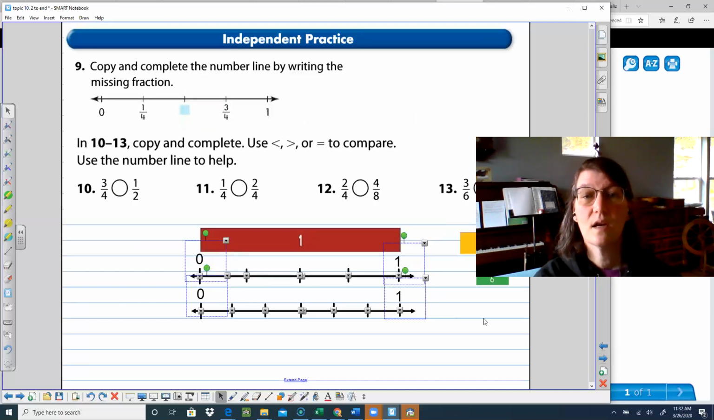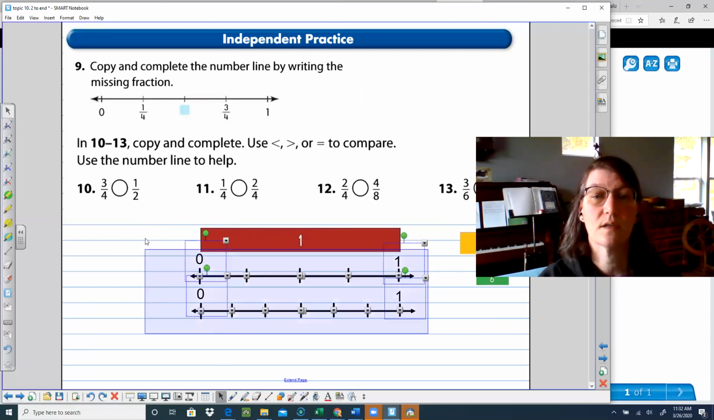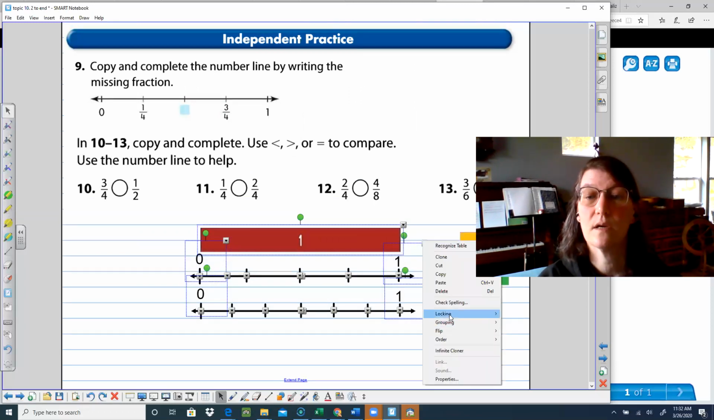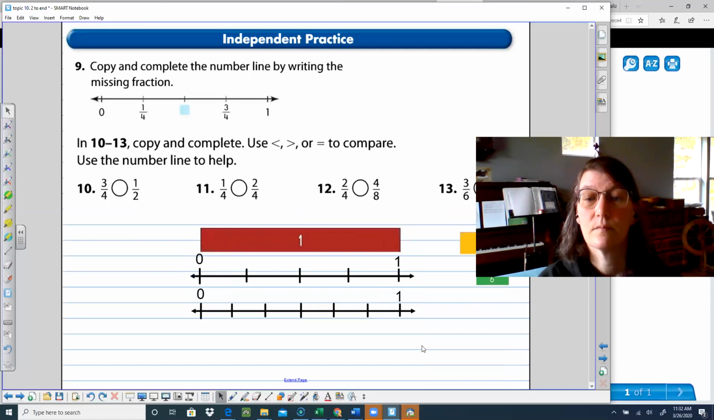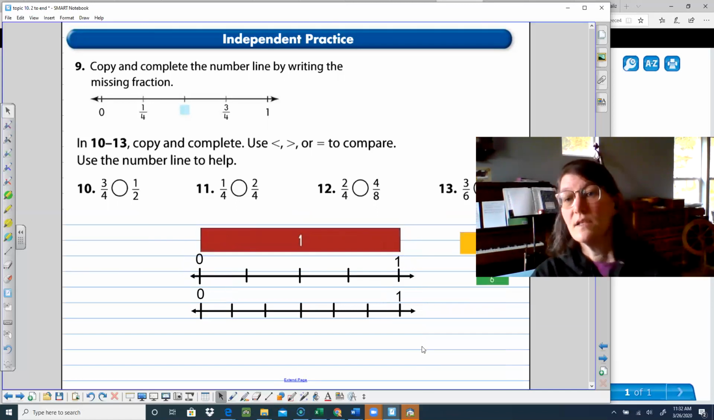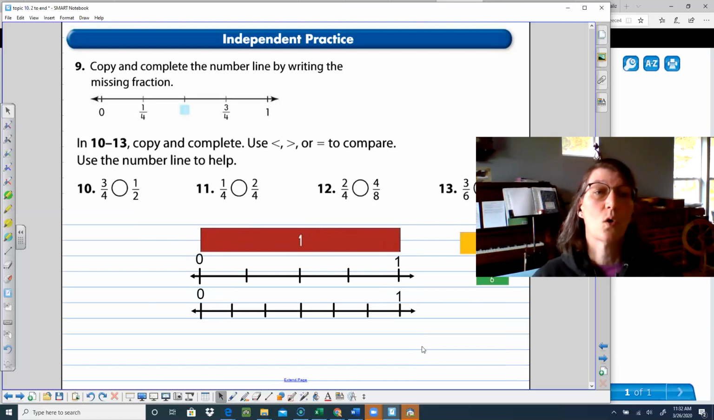Okay, number 9, they ask us to do some number line work. I meant to lock this earlier. So let's lock that in place so that it doesn't run away on us. Okay. They want us to understand how fractions work on a number line. So they want you to copy and complete the number line by writing the missing fraction. And just like in class, if I'm going to torture you with writing the number line, I'll take time to do it too. So I'm going to use a regular old pen.